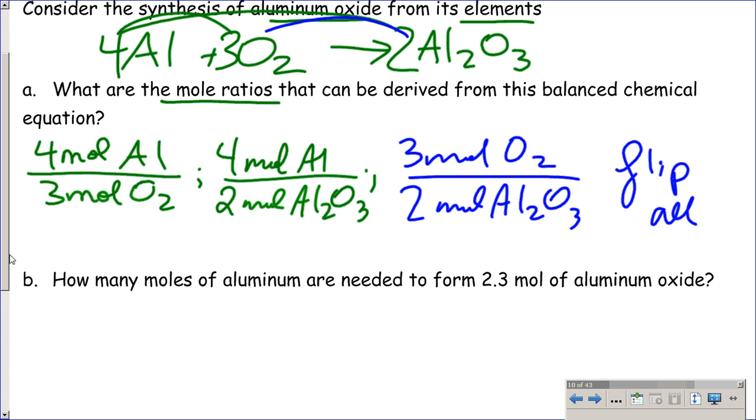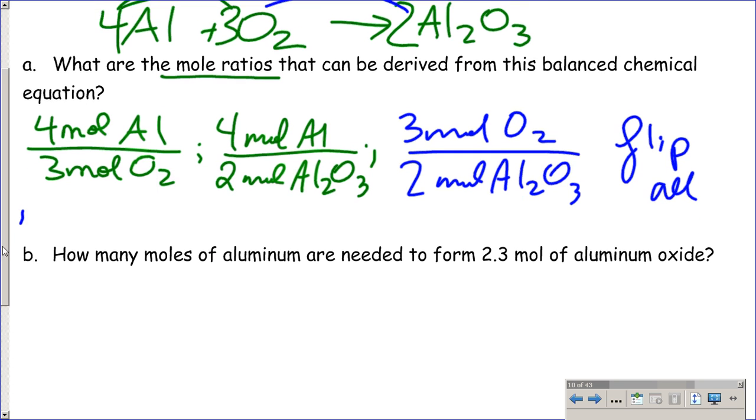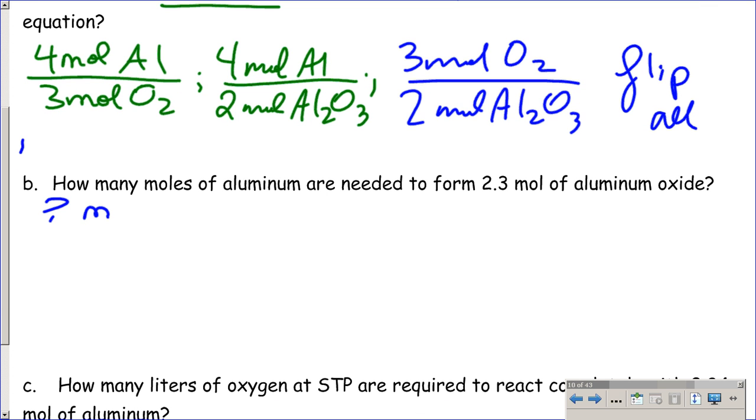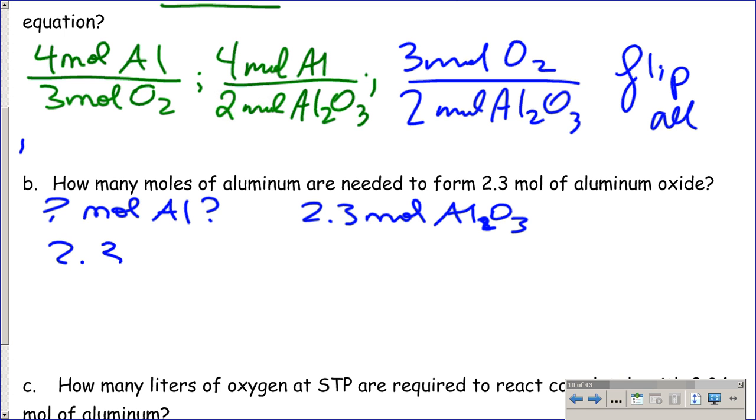Okay, so now here's the real problem, B. Okay, so the first one is just for help, so we can make sure we're good. How many moles of aluminum are needed? So I'm going to scroll down some. So question, moles of aluminum needed to form 2.3 moles of aluminum oxide. So that's only 2 pieces of information I have, my unknown and my known. What do I start with? I start with the known, right? I can't start with a question. I have to start with my known.